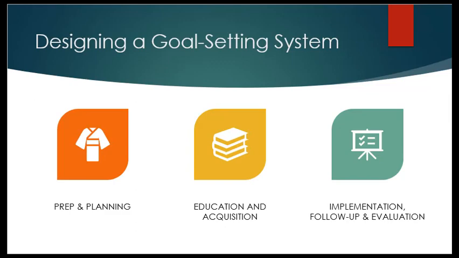When beginning to set goals, it's good to break it down. We can use a goal setting system design with three stages essentially. One is the prep and planning stage, the next is the education and acquisition stage, and the last is the implementation and follow-up and evaluation stage. In the prep and planning stage, this is where you strategize what are the things you want to accomplish. How might you see yourself accomplishing this?